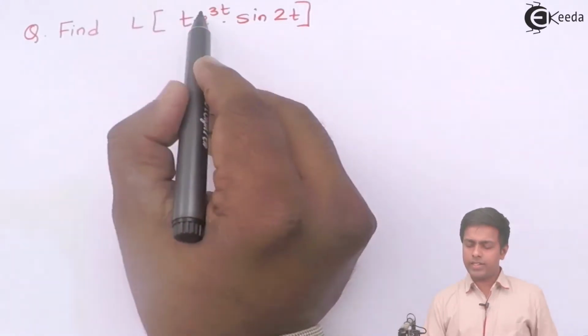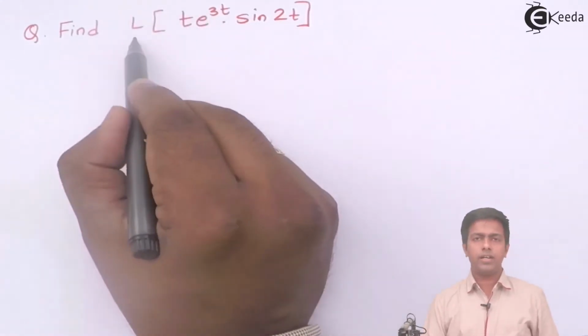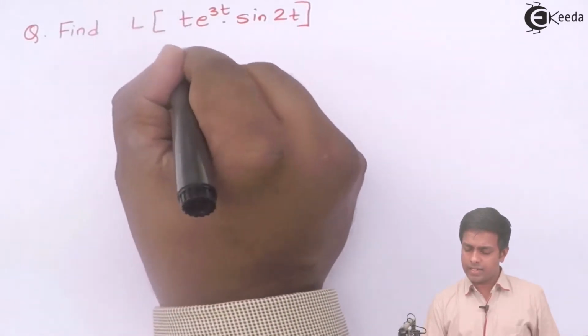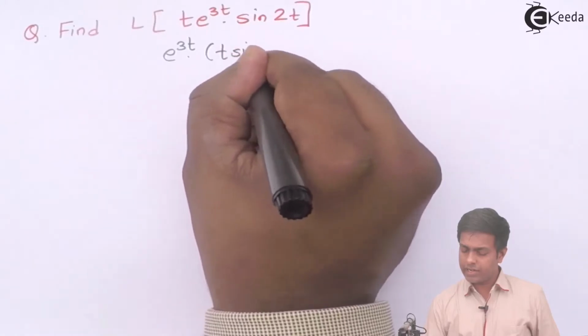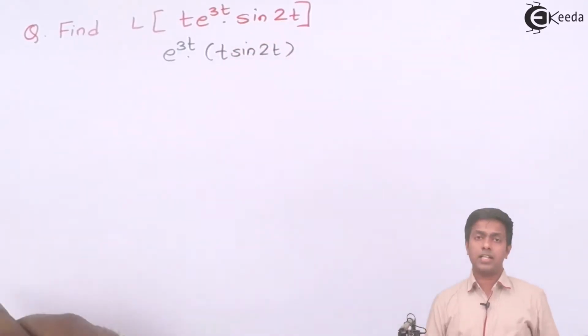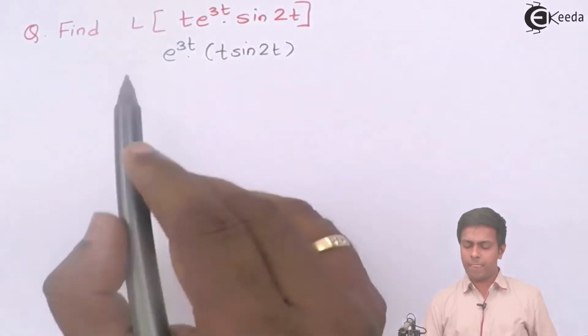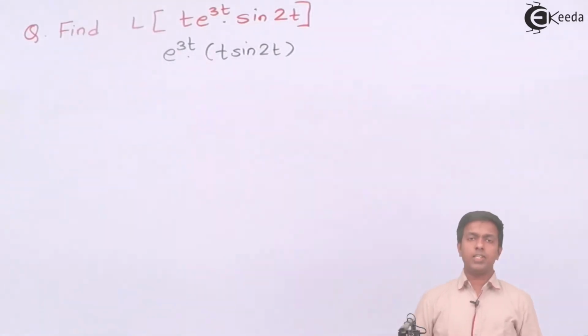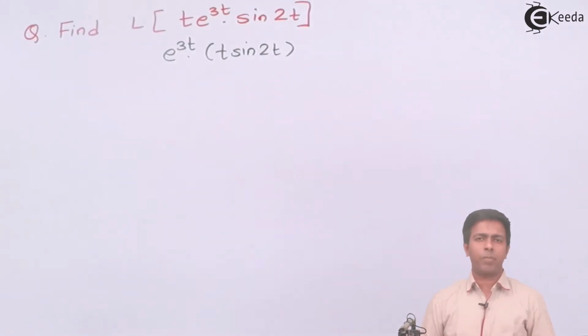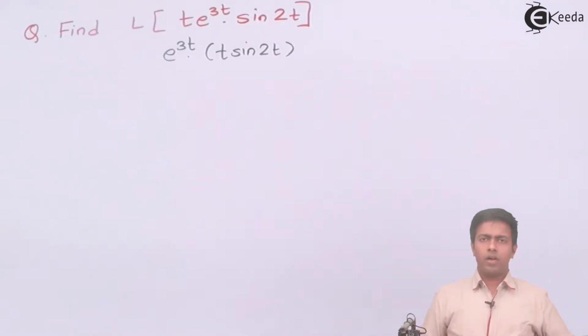But if I take this e raised to 3t outside and I consider this as e raised to 3t into t sine 2t, then it is matching with the first shifting property, that is e raised to at into f of t. So it means this problem can be solved by two methods, either multiplication by t property or first shifting theorem. So which one we must use? Anything you can use.